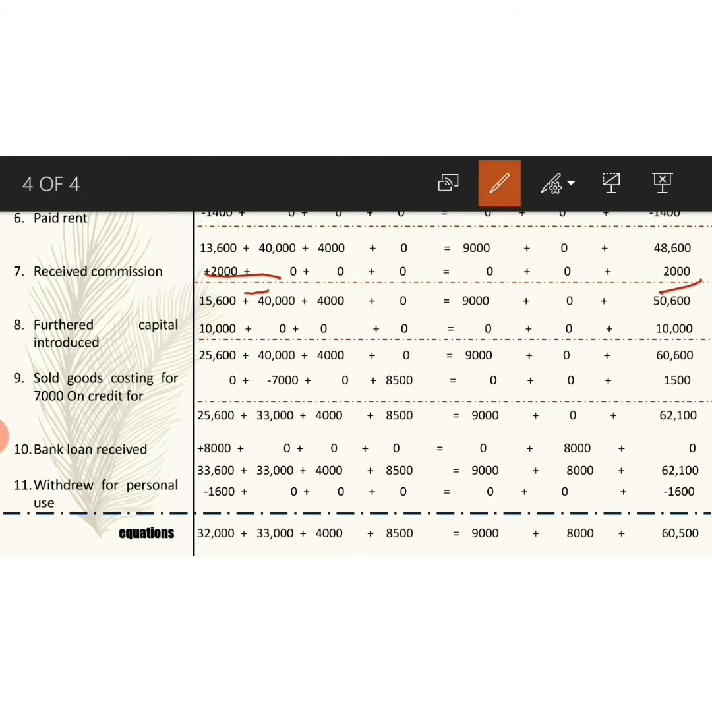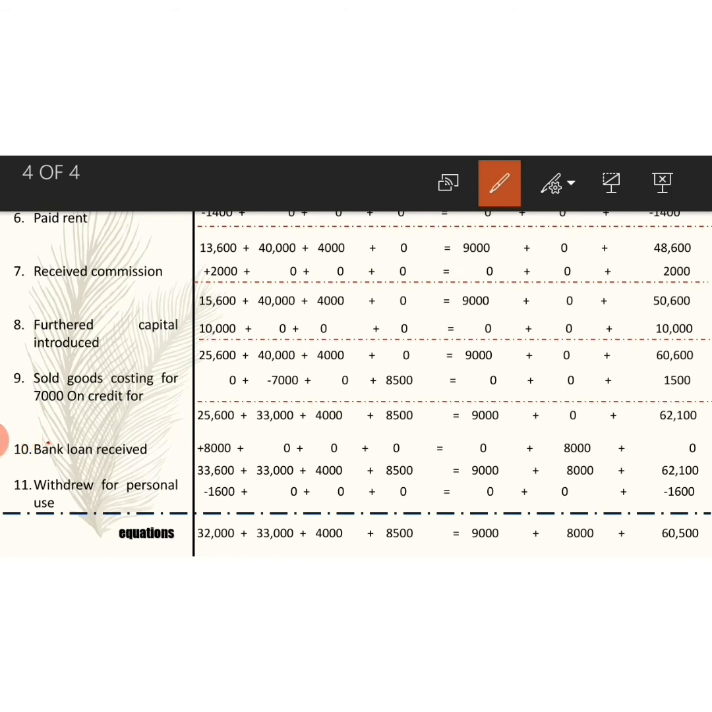40,000 plus 0 is 40,000. 4,000 plus 0 is 4,000. 0, 0, 0. And 9,000 plus 0 is 9,000. 0, 0, 0. Again, under the capital, 48,600 plus 2,000 is 50,600. Further, capital introduced rupees 10,000.